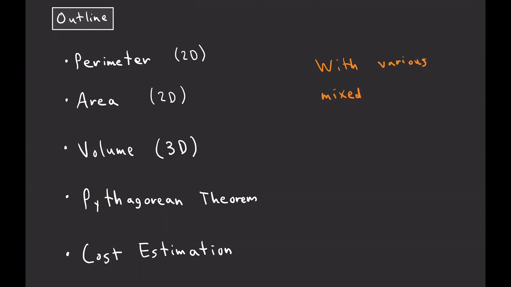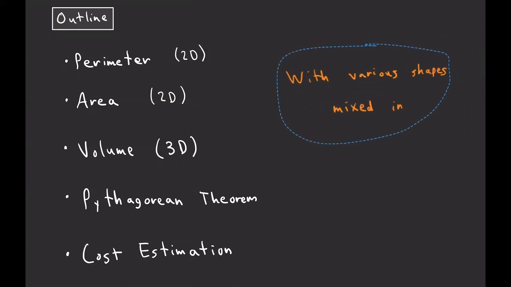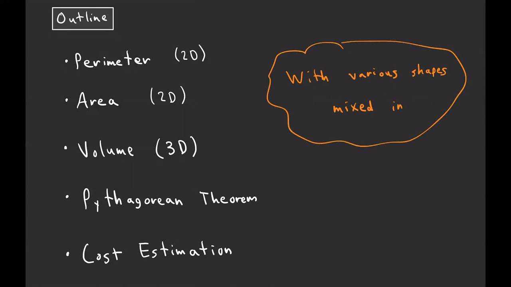The focus here will be on these topics, but we'll talk about these topics with these various shapes, square, circle, triangle, etc., things like that. So we'll have all those various shapes mixed in into all these topics. Let's go ahead and start with perimeter. So we're going to have perimeter here, a little header.